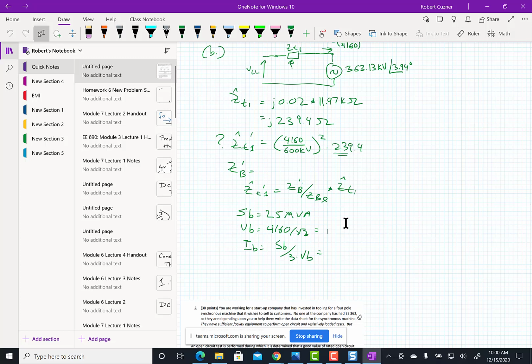4160 divided by square root of 3. Damn it. Man, that's maddening, because now I'm really going to be struggling to explain the other stuff to you. Okay. 2400 volts here. And then this is 25 MVA divided by 3 divided by the V base.